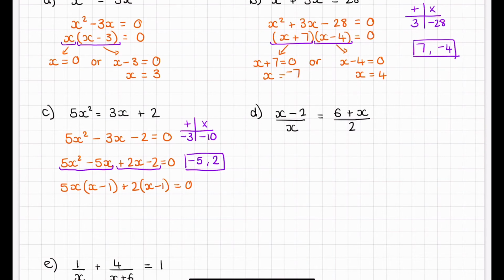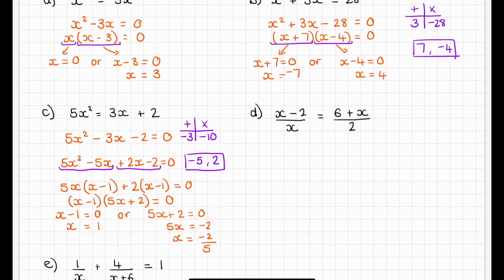And then we can finish our factorization. So remember the bracket that's the same, and then the other bracket is what's left over, which is a 5x plus 2. Now we have one thing multiplied by another thing. So x minus 1 will equal 0, or 5x plus 2 equals 0, and then we can just rearrange. So this second part here, we've got to do a couple of steps. We'll have 5x equals negative 2, then x will equal negative 2 on 5. And there are two solutions.